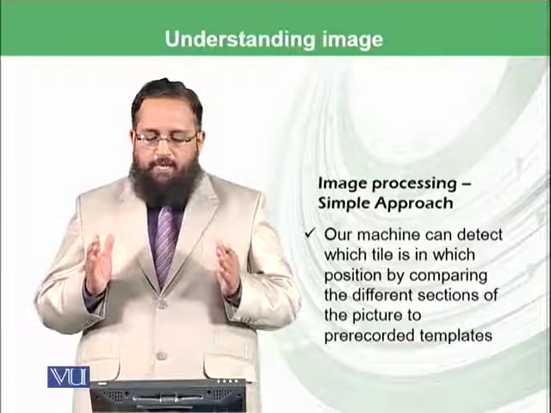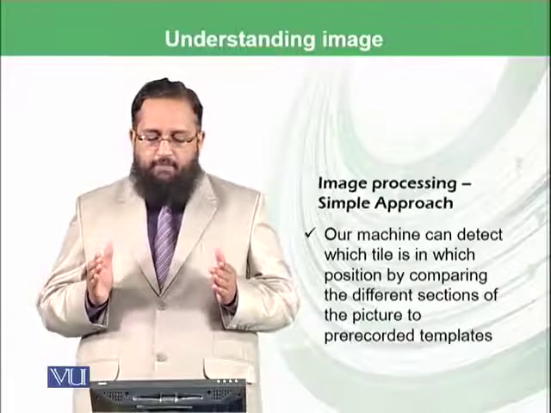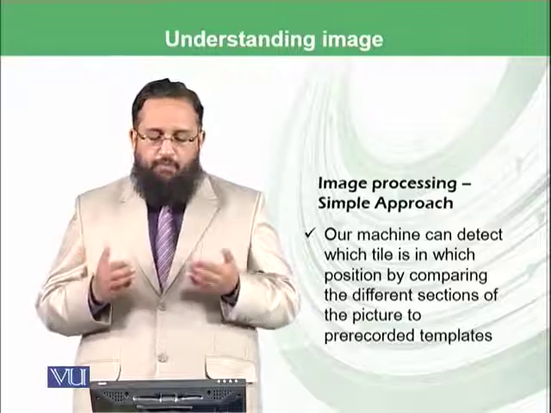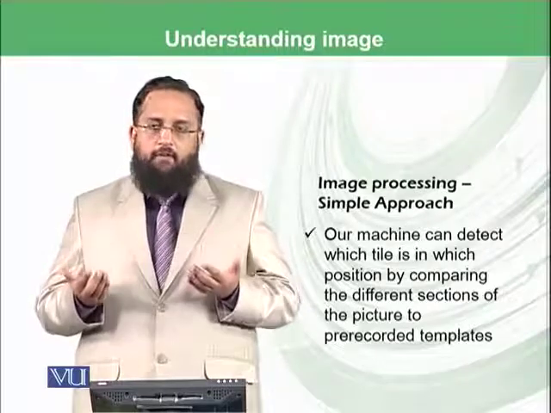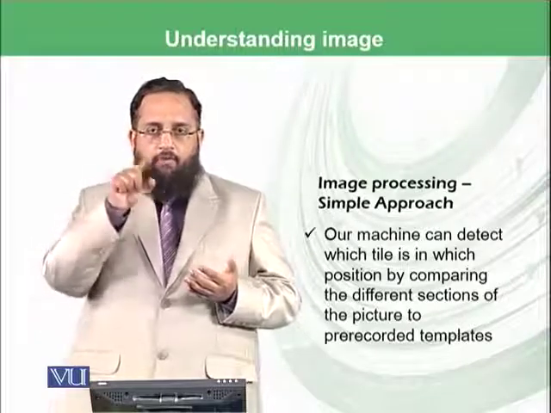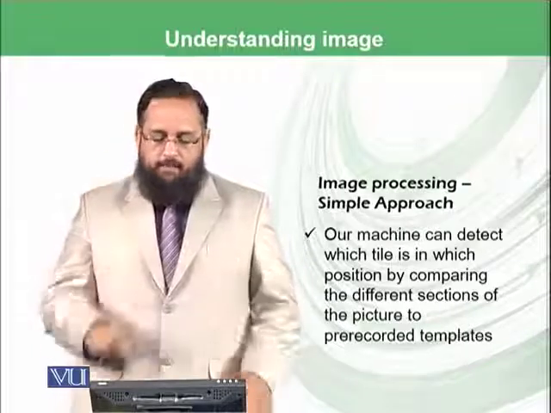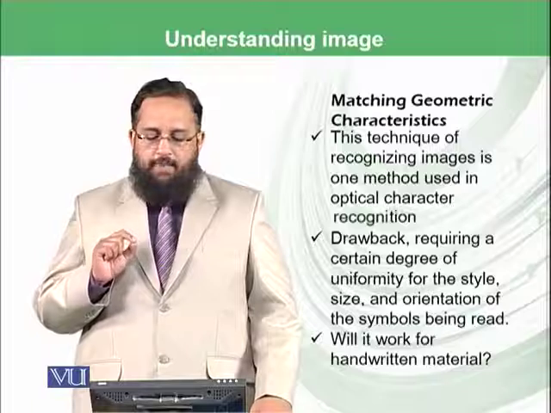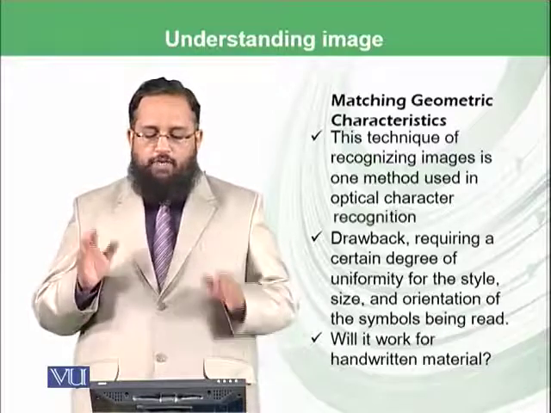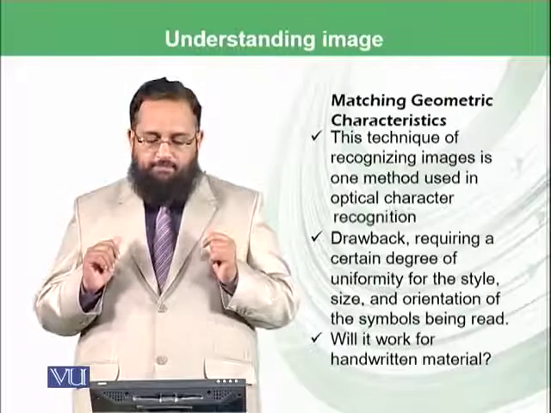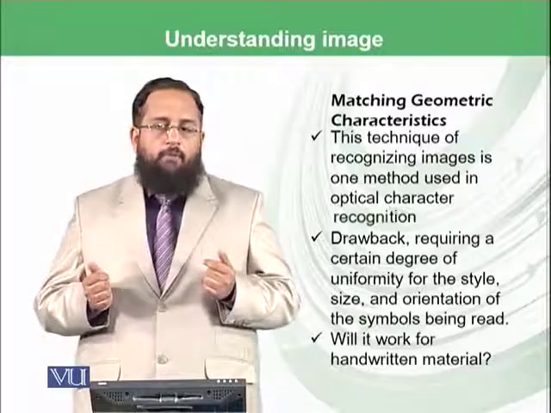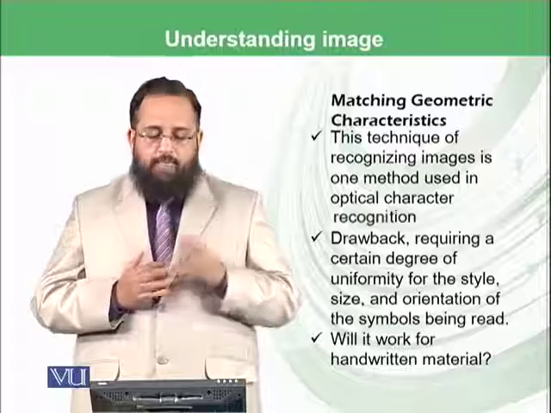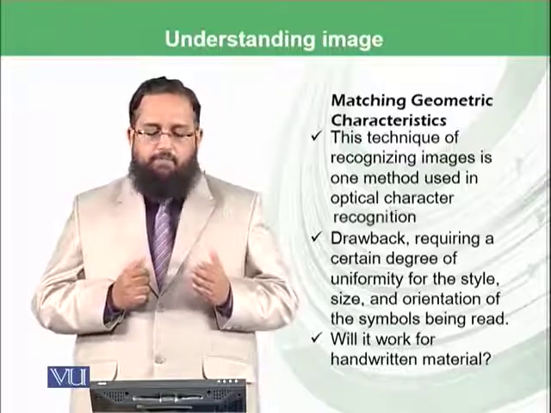So our machine can detect which position a tile is in by comparing the different sections of the picture to a pre-recorded template. We have already recorded that when you want to write 2, it would be written in this particular way. This technique of recognizing images is one method used in optical character recognition. What is the drawback? It requires a certain degree of uniformity for the style, size, and orientation of the symbols being used.